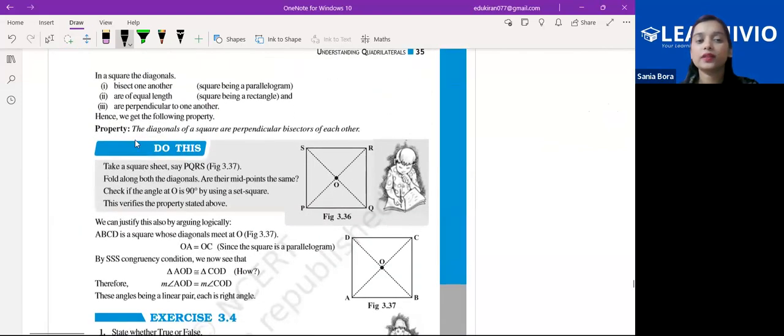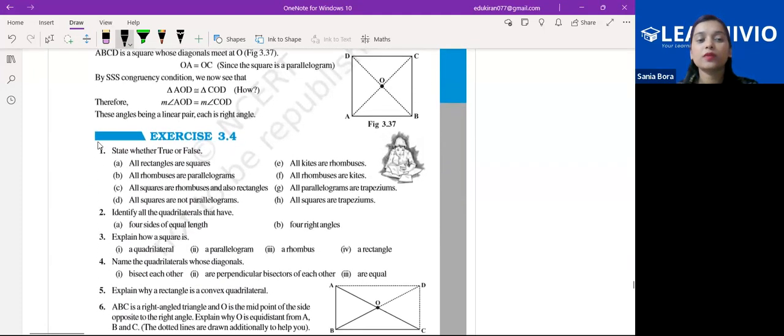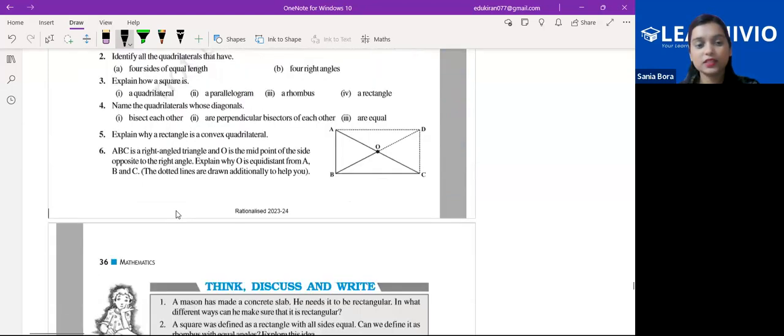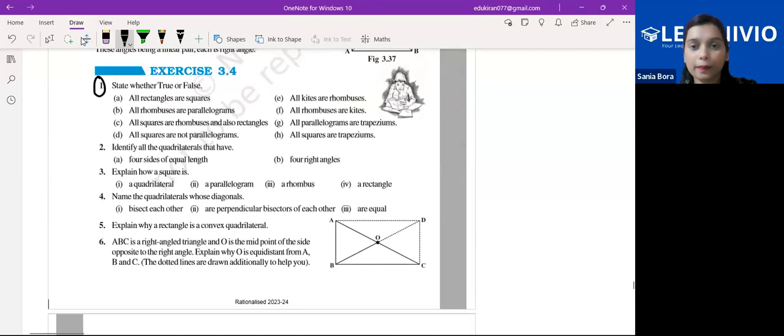Now for the square, the next property: the diagonals of a square are perpendicular bisectors of each other. Now question number 1, true and false. Quickly write this in your notebook, true, false, and you will tell me true or false. These are the only questions left. In the next class, I'm planning to start a new chapter, square and square root.